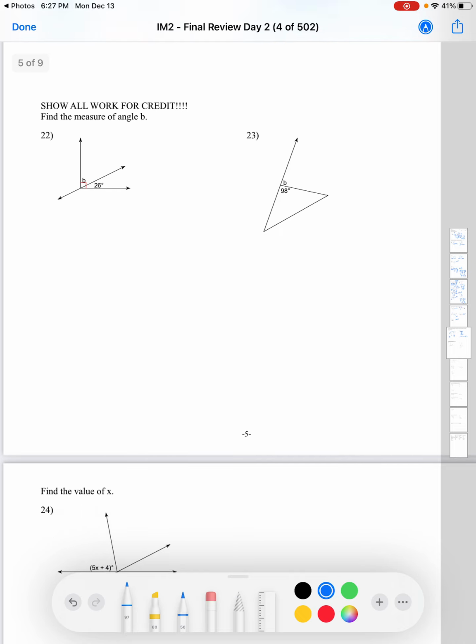Okay, this is a right triangle, so B plus 26 has to equal 90. Or not right triangle, right angle. So B is 64. Here, this is a linear pair. Those two have to add up to 180.